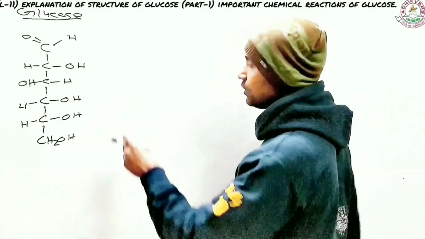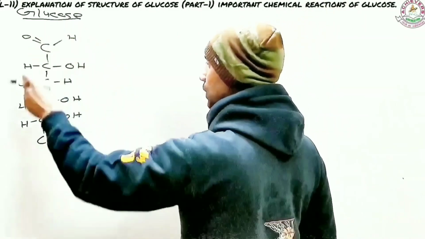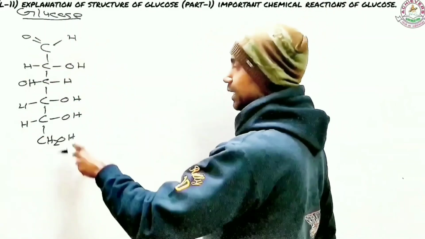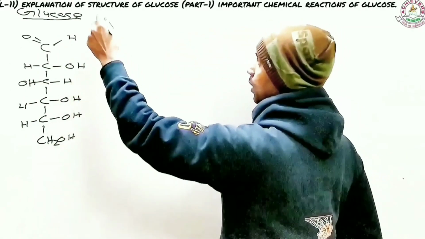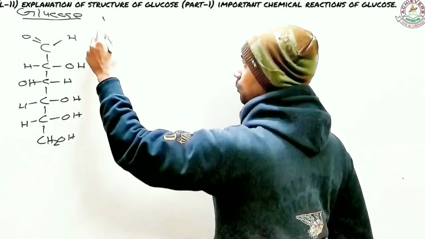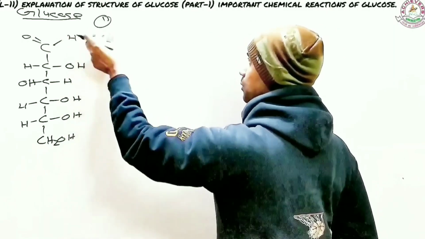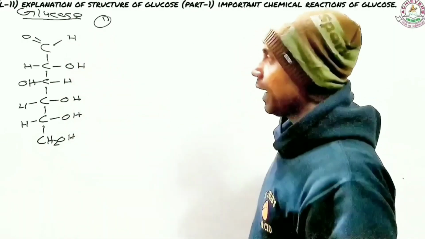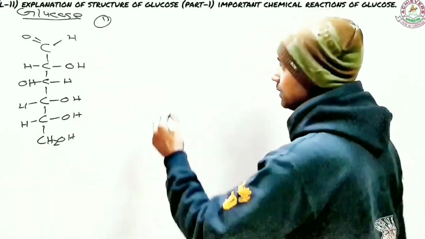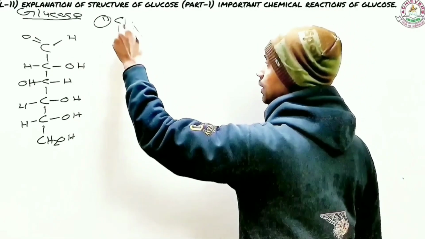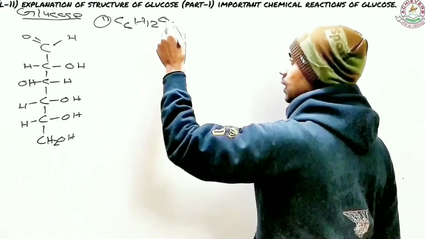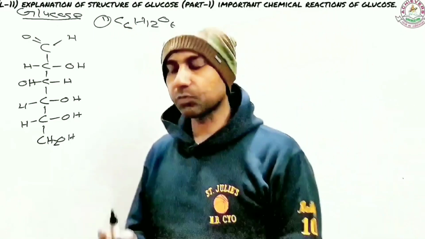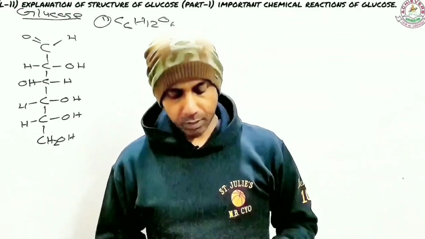Now the question is, why does glucose have this structure, and is there anything significant related to the structure? The first thing I have in mind is why the formula of glucose is C6H12O6. So the first one is its formula, C6H12O6. Now let me explain why this formula and how it even came about.